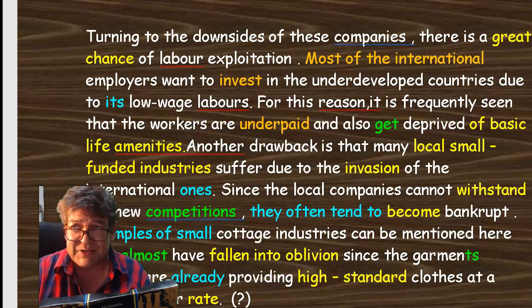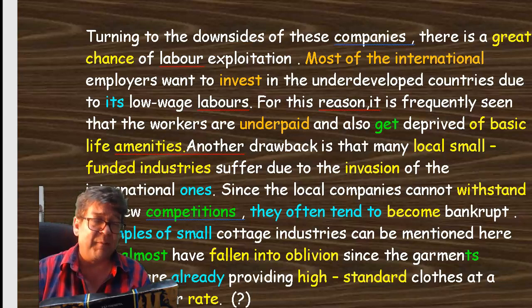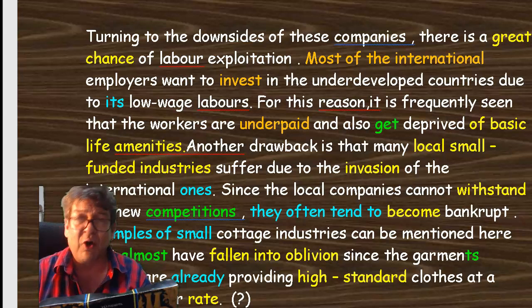Since the local companies cannot withstand, "stand" is not the right word there, cannot compete. Compete, withstand the new competitions. Again, "competition" is uncountable. They often tend to become bankrupt. Okay, well, we don't become bankrupt. We go bankrupt. Go bankrupt.